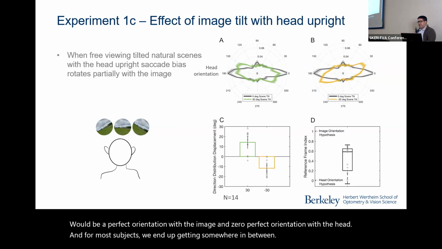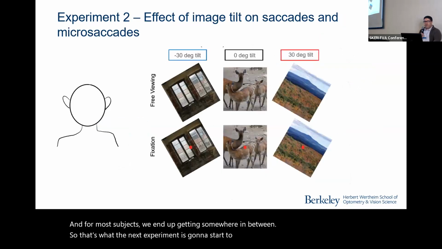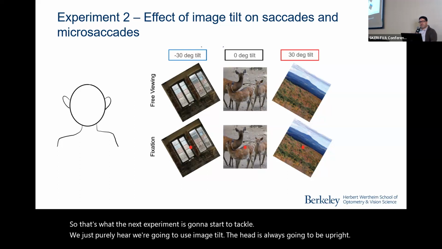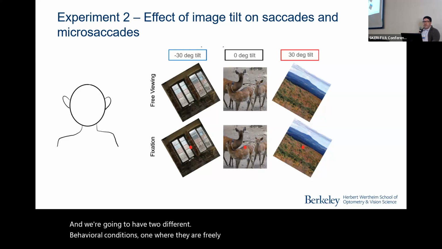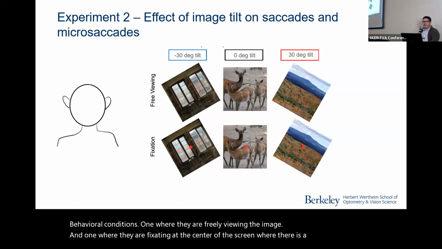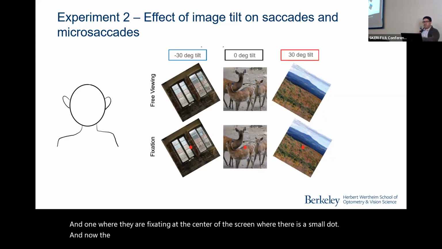So that's what the next experiment is going to start to tackle. Here we're going to purely use image tilt. The head is always going to be upright. And we're going to have 2 different behavioral conditions, one where they are freely viewing the image and one where they are fixating at the center of the screen where there is a small dot. And now the image can be tilted 30 degrees to the left or 30 degrees to the right.